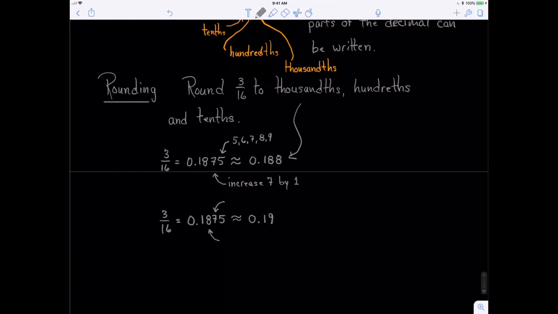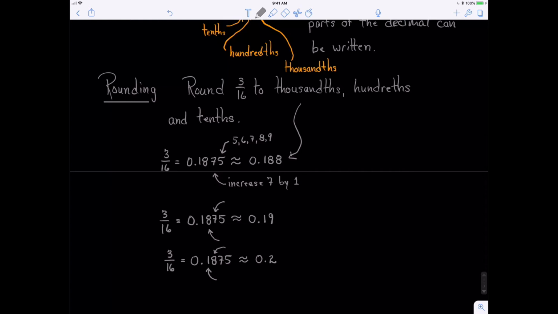And finally, when we round 3/16 to the nearest tenth, 0.1875, my 1 is in the tenths position, and to the right of it is the 8. Again, since it's between 5 and 9, I increase the 1 to a 2. And to the nearest tenth, 3/16 is 0.2.